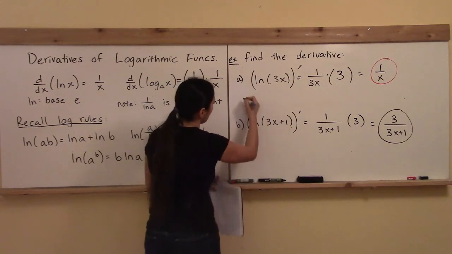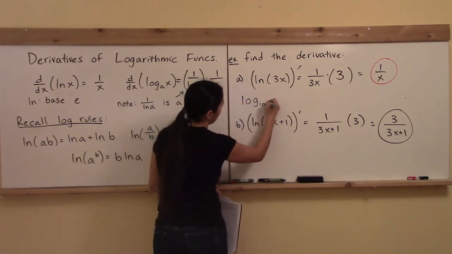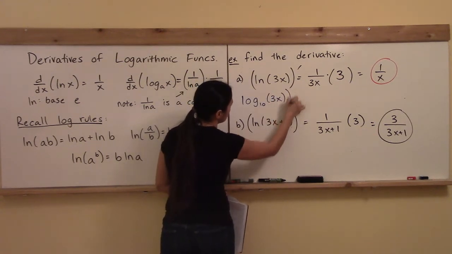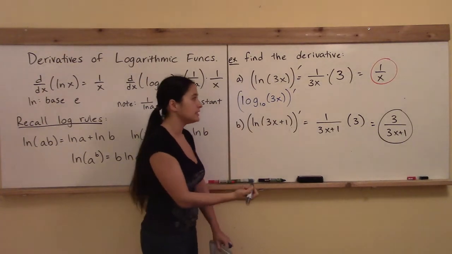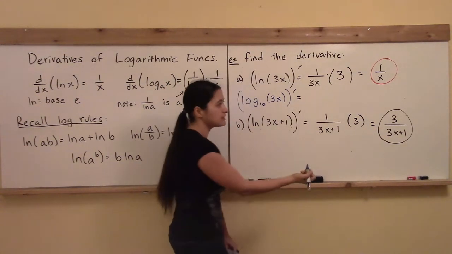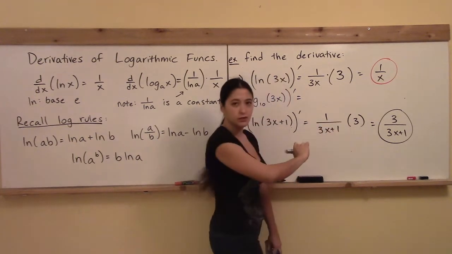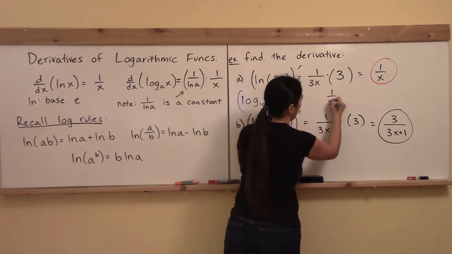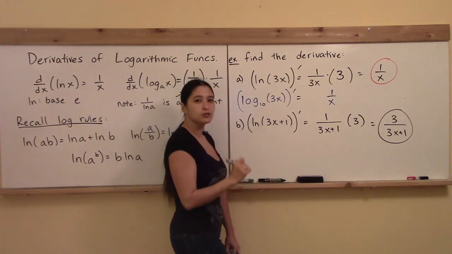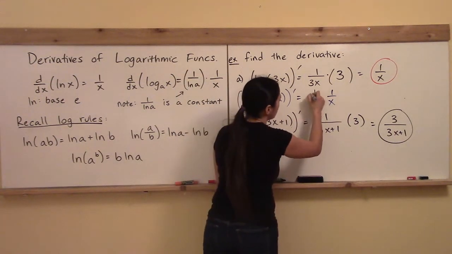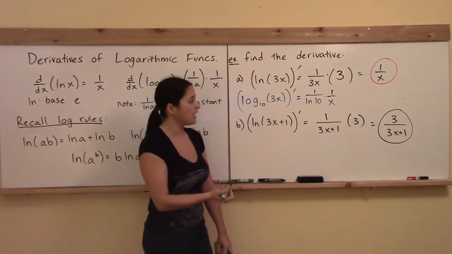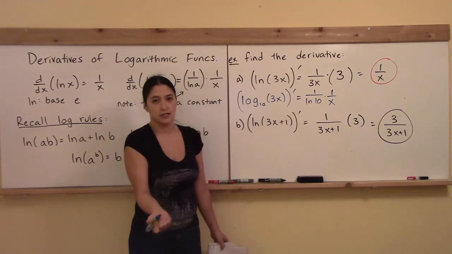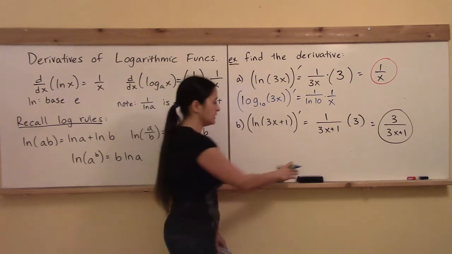Let's say instead I wanted you to take the derivative of log base 10 of 3x. The only difference between this and working in base e is that you're going to get the same exact answer you got before. I showed you two different ways that this answer is equal to 1 over x. And there's going to be a multiplicative constant which involves what base you are working in. So the answer to this one is going to be 1 over the natural log of 10 times 1 over x. Otherwise it's the same exact answer.